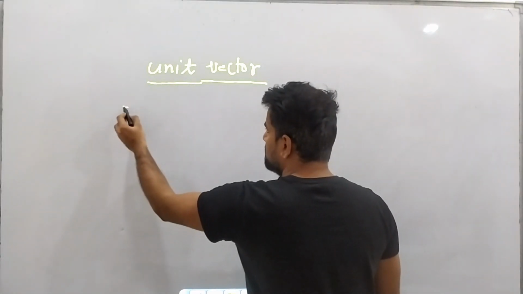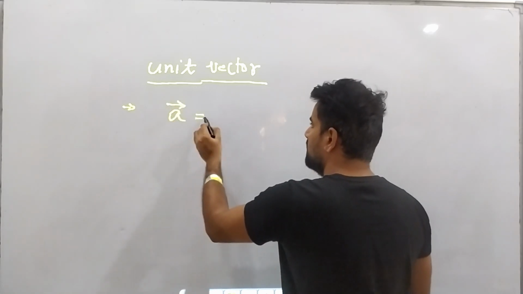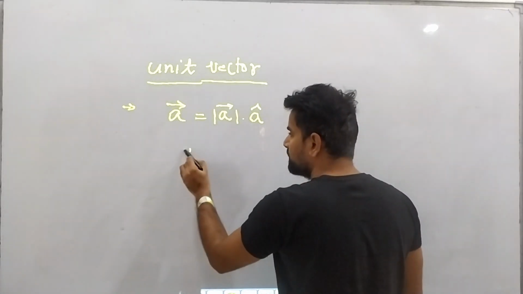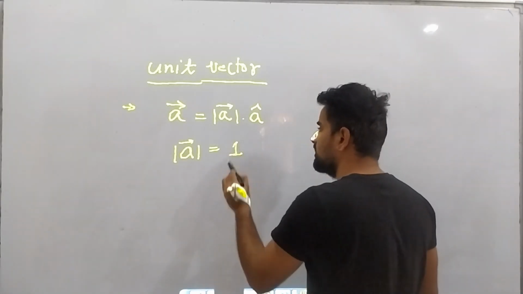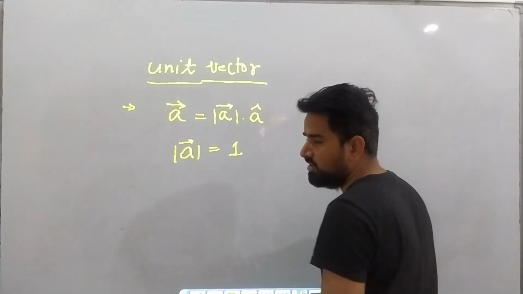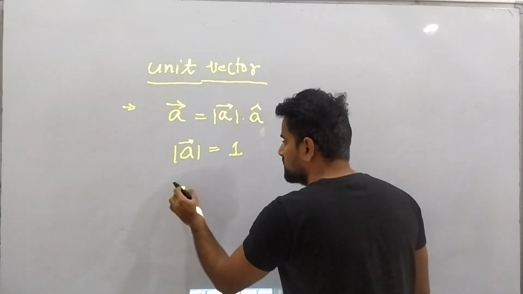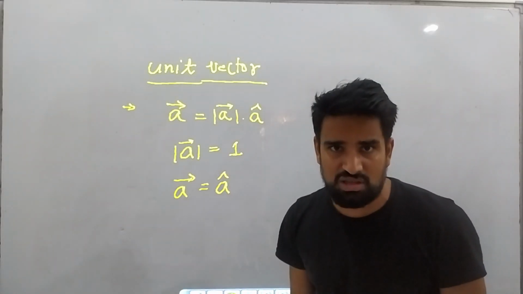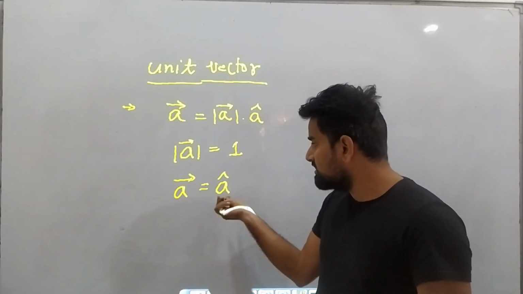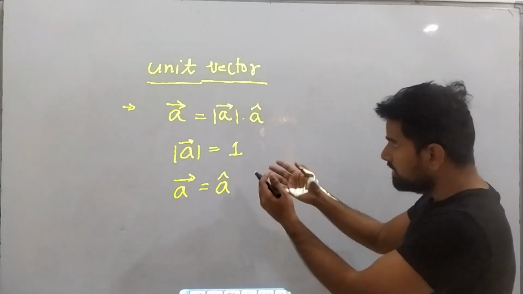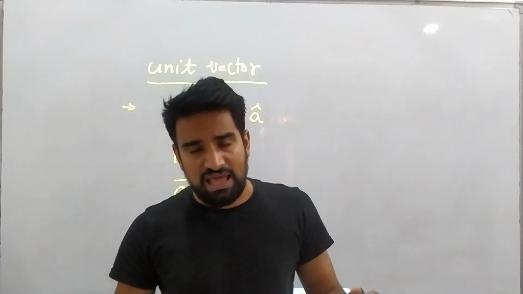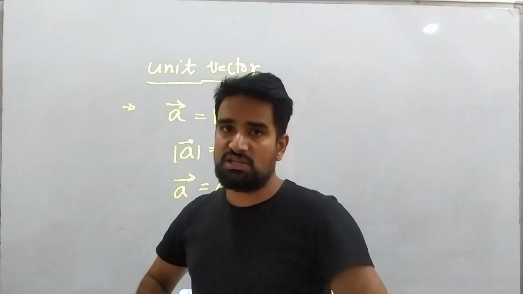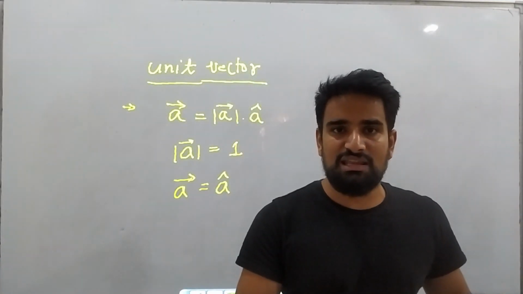If I have a vector a, this is the magnitude of a and this is the direction of a, and if I say that the magnitude of a is 1, then if I put the value of the magnitude here, I get a vector equals a cap only. That means this vector is used to tell only the direction. It is useful only for direction: a has a direction only, and its magnitude is 1. Such unit vectors are basically used to describe the direction of any vector or any specific quantity, like force or pressure. So it is representing the direction only.